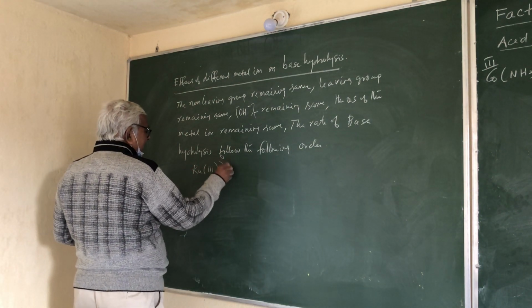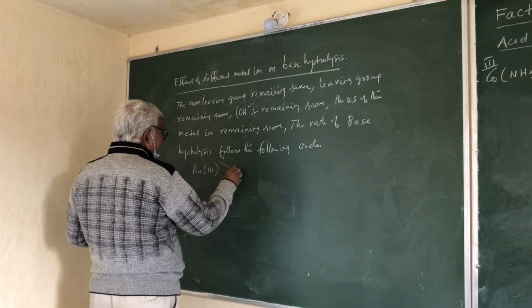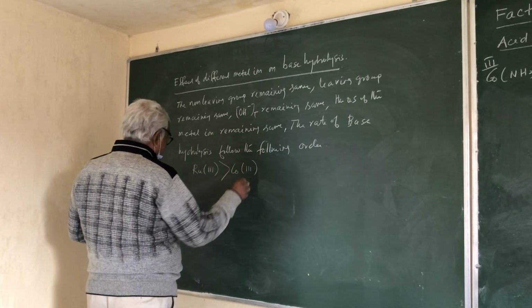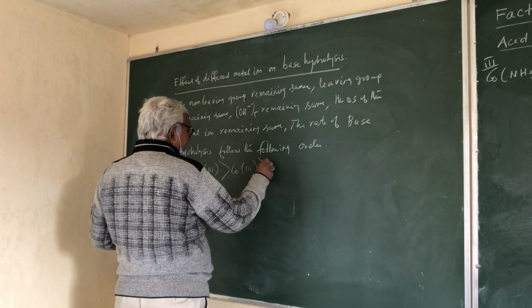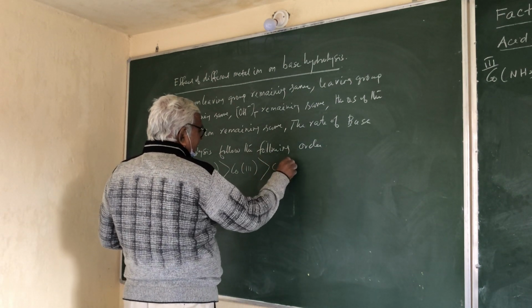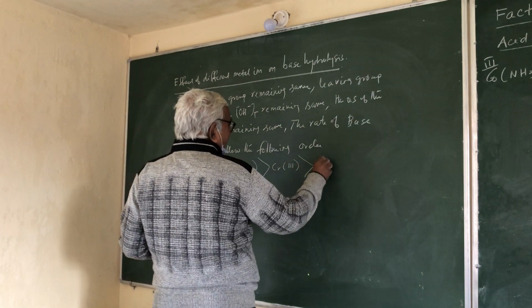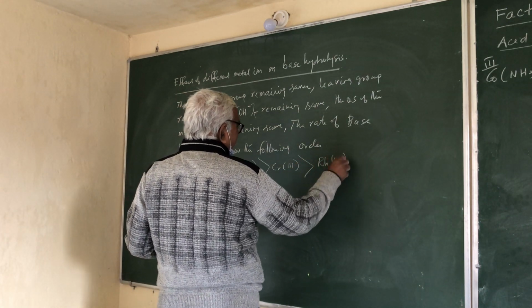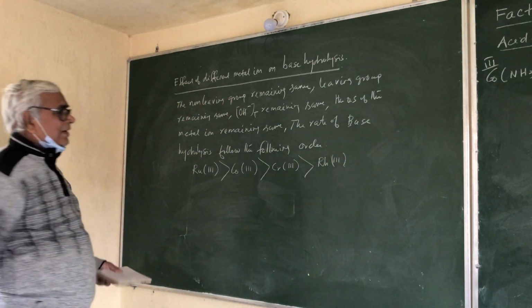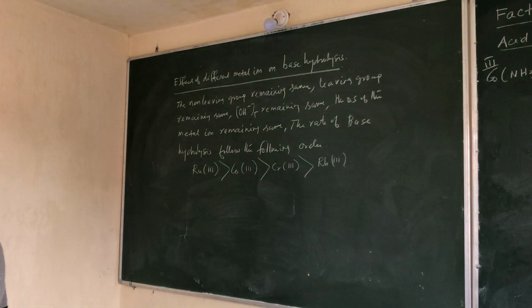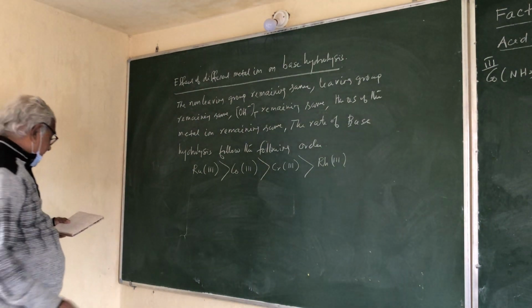Ruthenium 3 will be reacting faster than cobalt 3. Chromium 3 will be reacting faster than rhodium. There are several factors which are controlling the base hydrolysis.